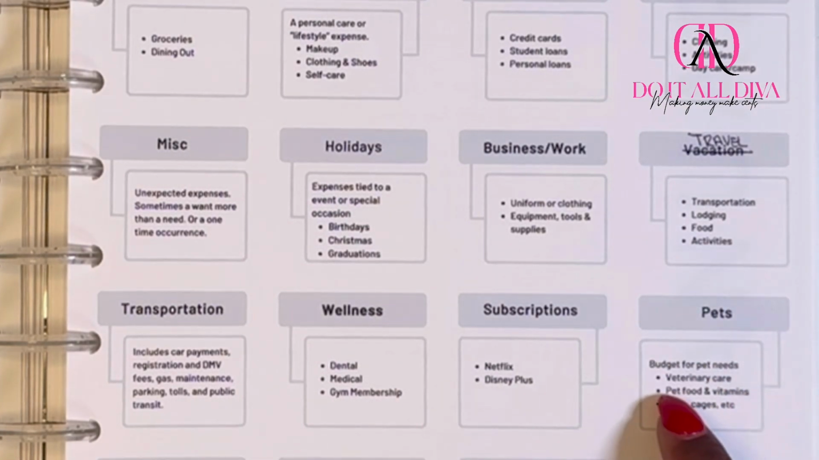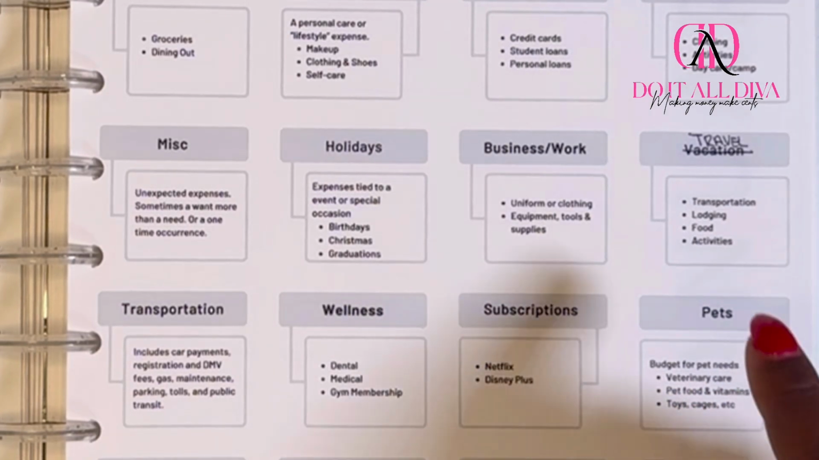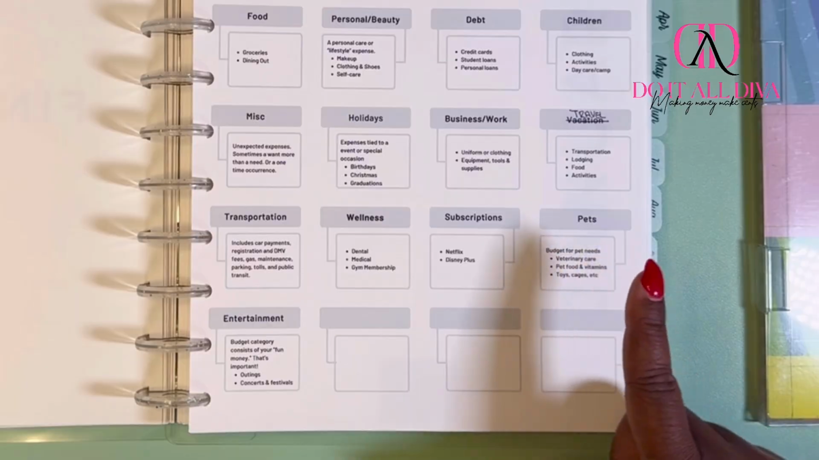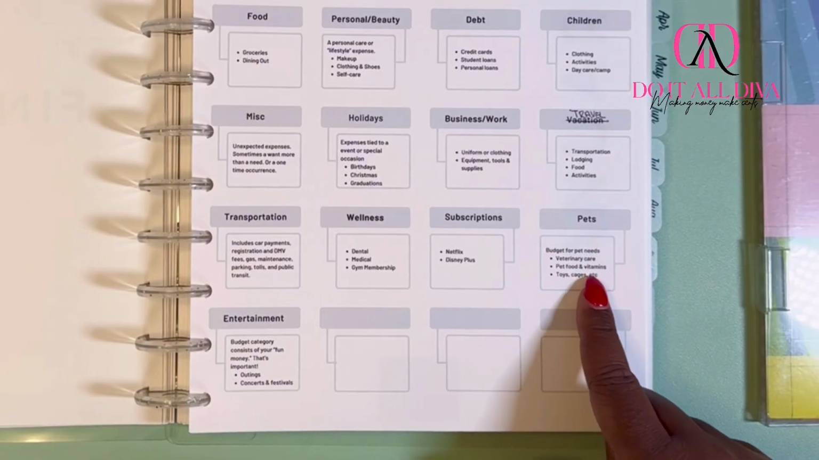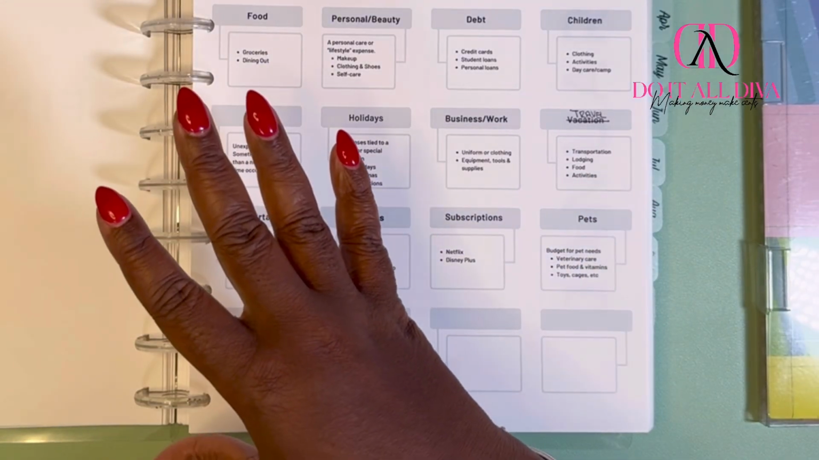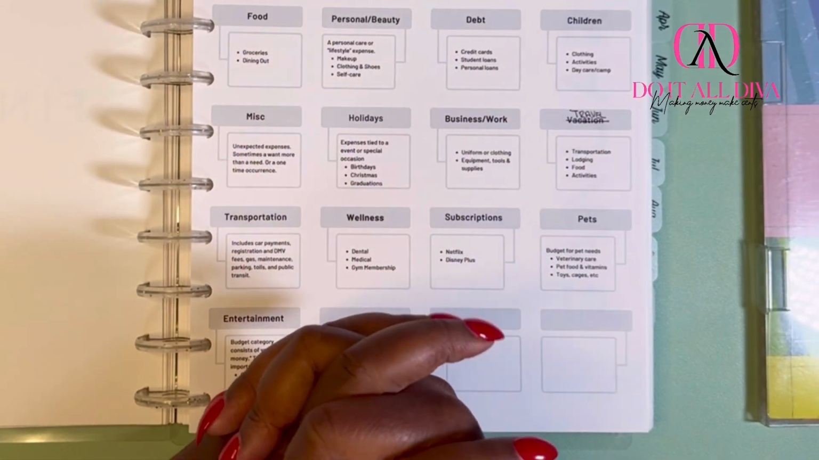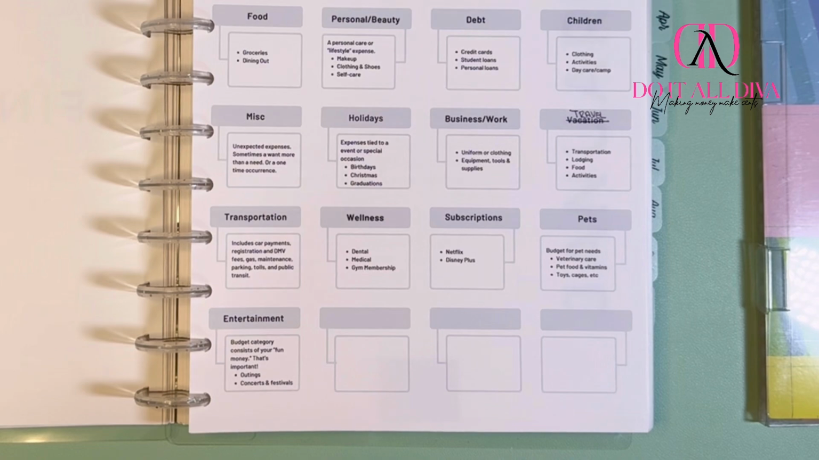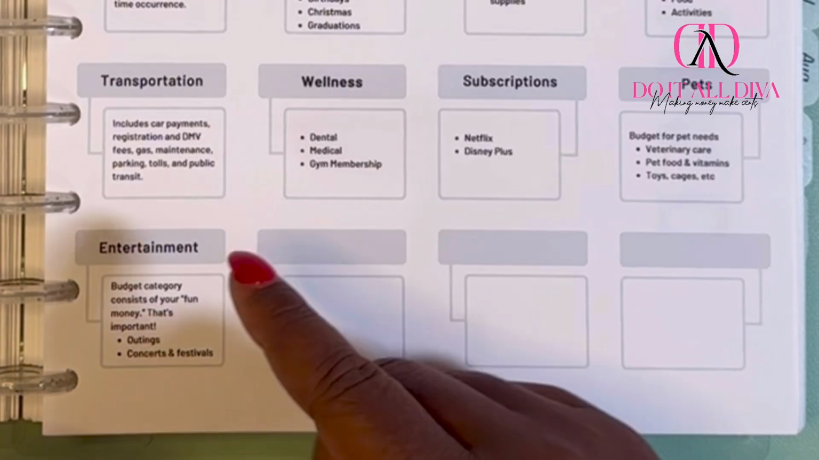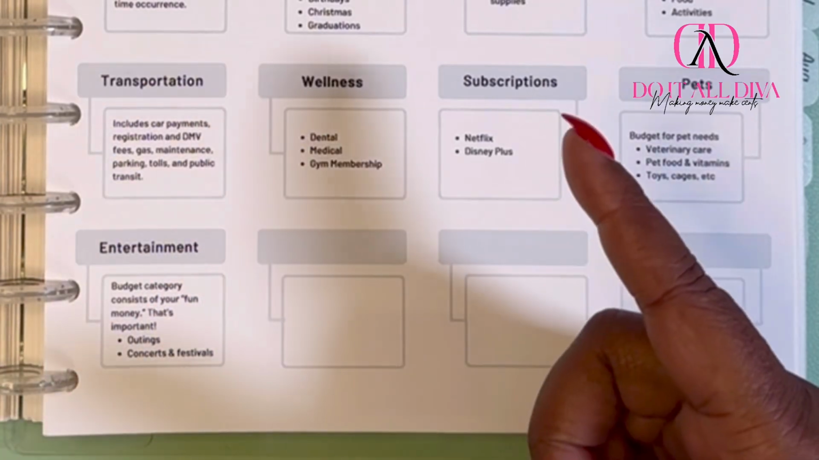For your pets, budget for your pet needs, your vet expenses, pet food, vitamins, toys. I have pet insurance, but I still categorize that under my pet because, again, I like to see in totality what my dog is costing me per month. So I can say, girl, go out and get a job because you're costing me X amount of money per month. And then entertainment, going out, right?